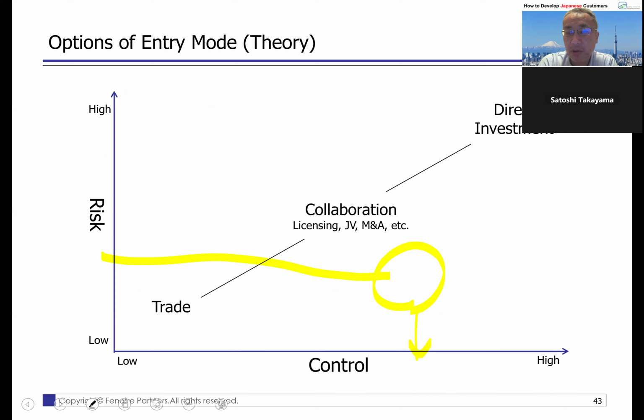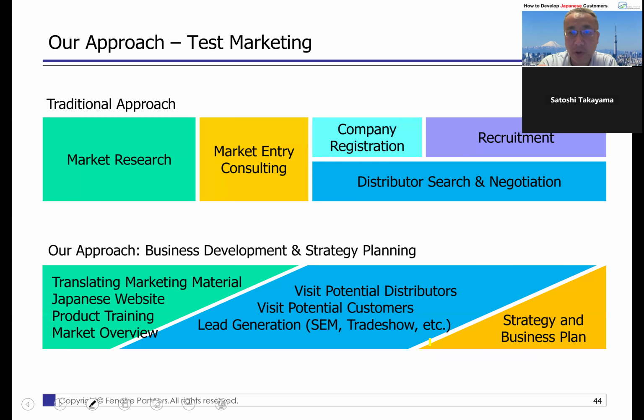Your distributor doesn't do that alone. They hesitate to spend their resources on planning your strategy. That's why you need to hire someone who acts on the ground on behalf of you to visit your customers and develop your sales strategy for Japan. And this is a wrap-up of what we do.